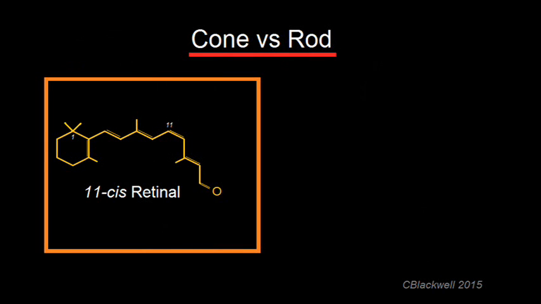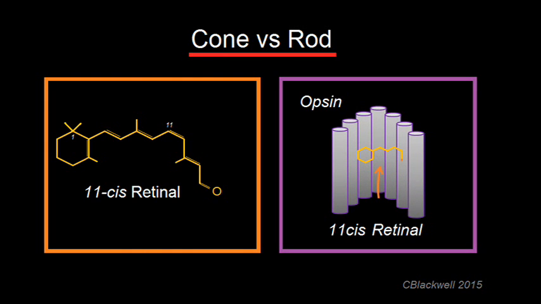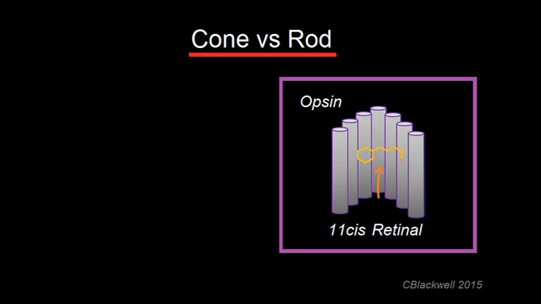The retinal, which detects the light, is the same molecule in rods and cones. It is the opsin molecule that differs. A difference of a few amino acids results in a slight difference in how the opsin molecule holds the retinal, which is what determines the wavelength of light it is most sensitive to.